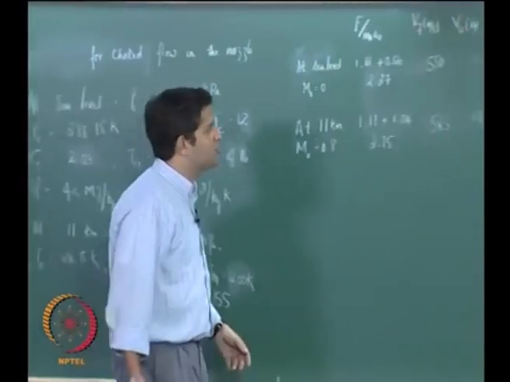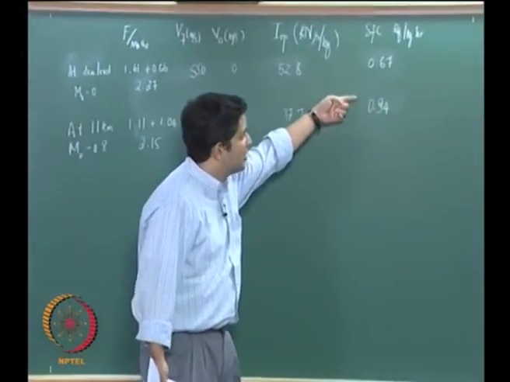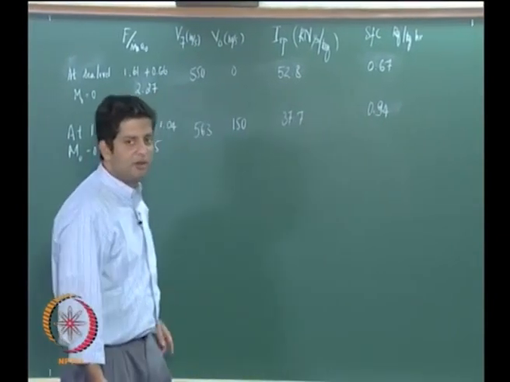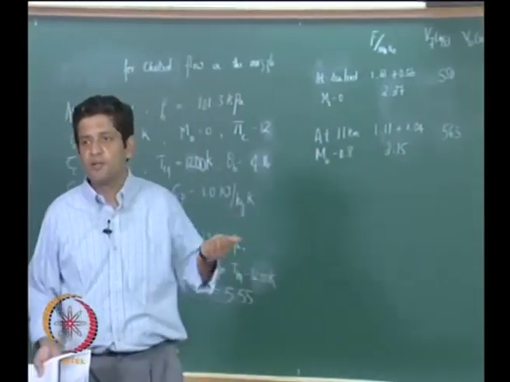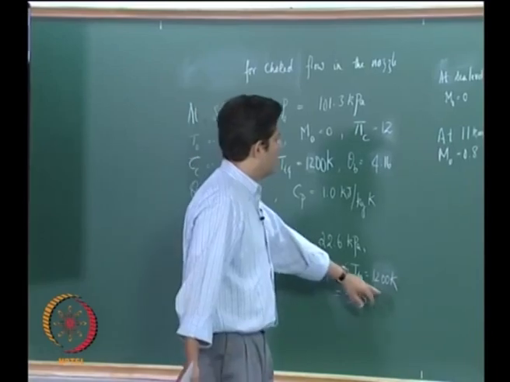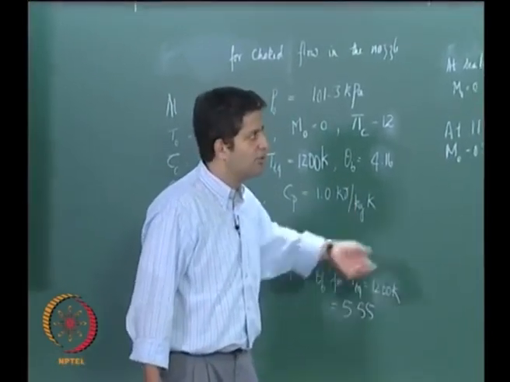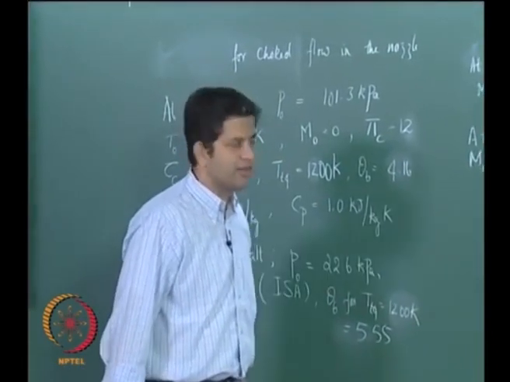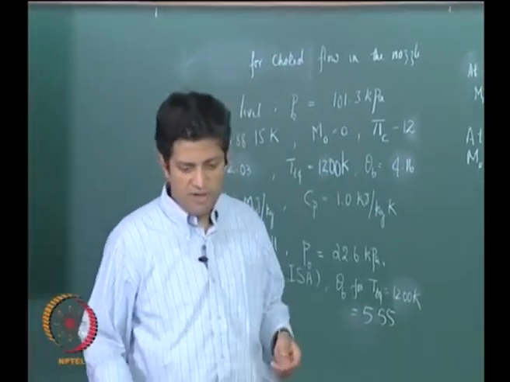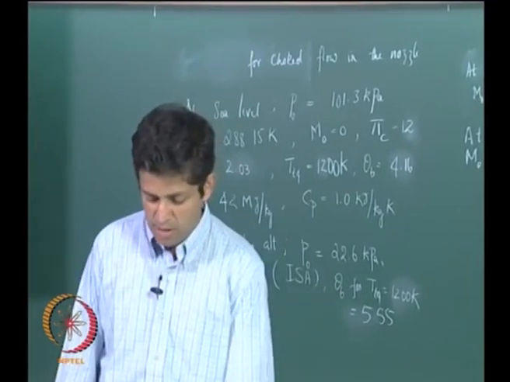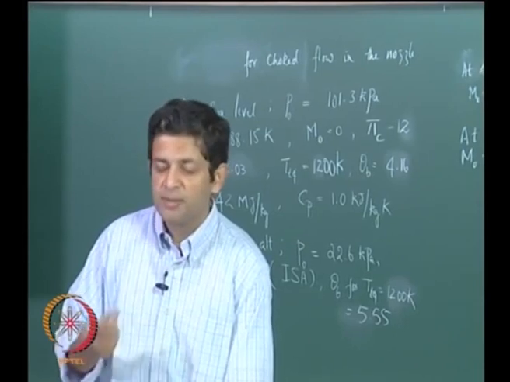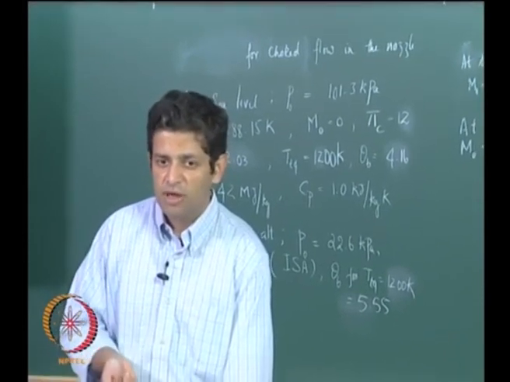Okay, and again you see the same feature here, that SFC has increased, and that is primarily because you need to heat the air from a lower temperature to a set temperature of 1200 here instead of 1000 earlier. So therefore you will find that SFC is higher in this case. Okay, fine. Then we have dealt with two things. We have looked at optimally expanded flow through the nozzle, and we have looked at choke nozzle.